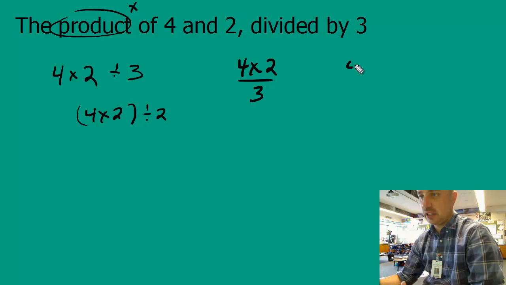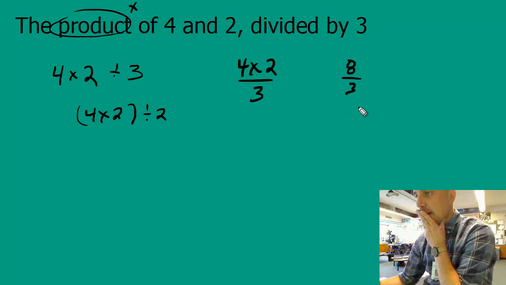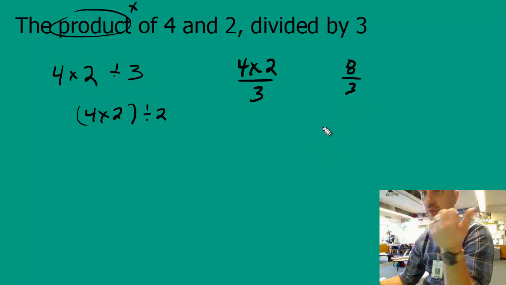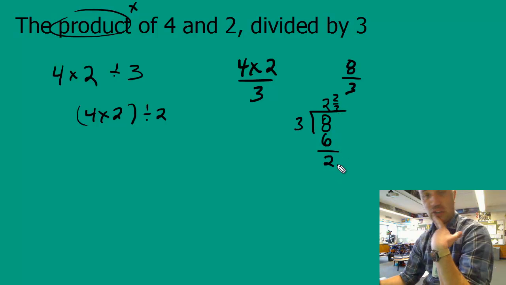4 times 2 is 8. 8 divided by 3, or 8 thirds. Well, 8 divided by 3, you can go 3, 4, 5, 6, right? I would do 6, and that would be 2 times. I would get 2 left over, and I have 2 divided by 3, so I could say 2 thirds.